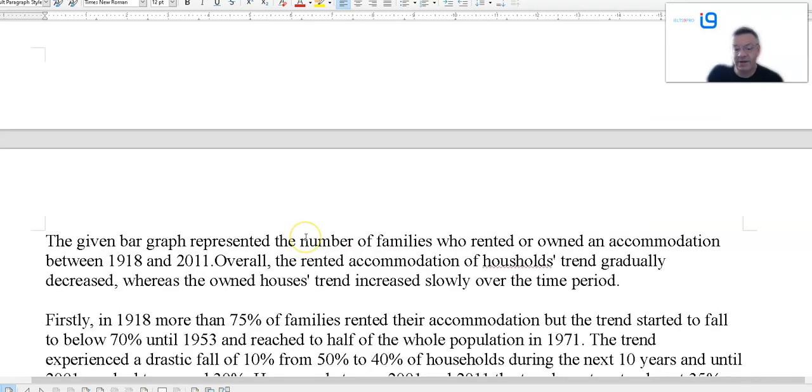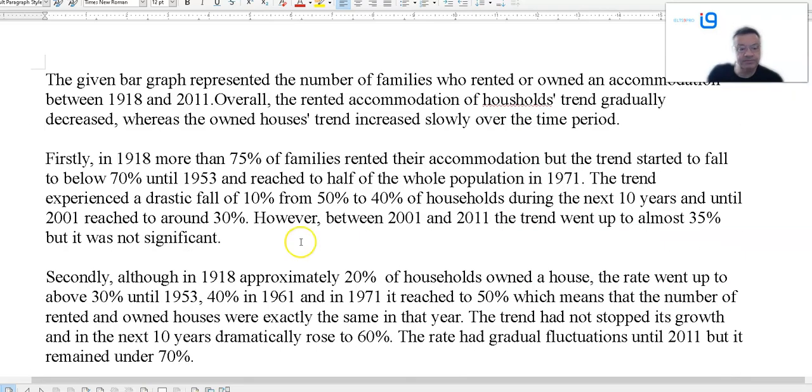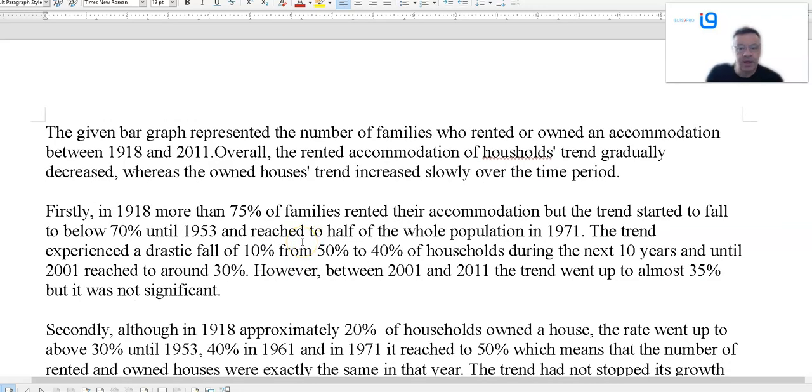So what's the final one here? Let's have a look. The given paragraph represents, because it hasn't changed, accommodation in 2011. Overall, the accommodation of households trend. How can a trend, right? The rented accommodation of households trend. You mean the trend of households renting accommodation.